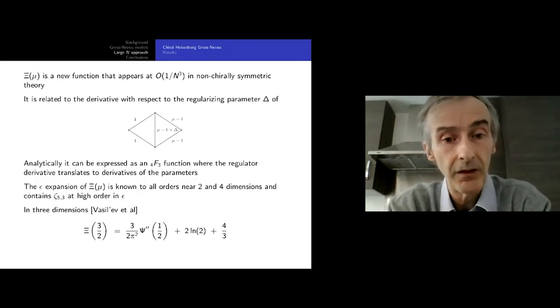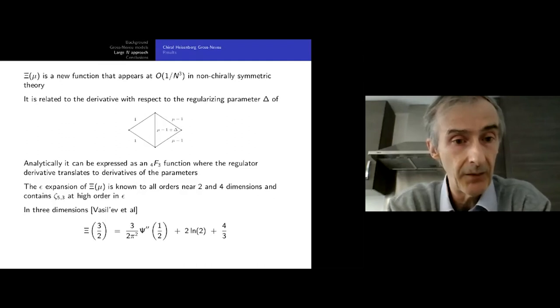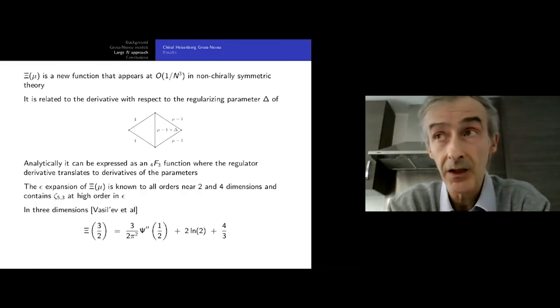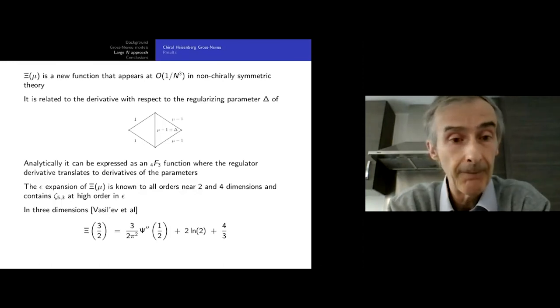However, what we did extract in that paper was the epsilon expansion of psi near 2 and 4 dimensions. And it has zeta 3 or zeta 5. But we now know it to all orders in epsilon, and that's sufficient.